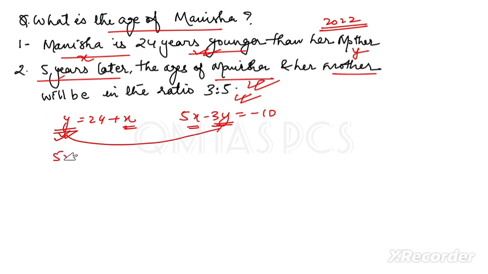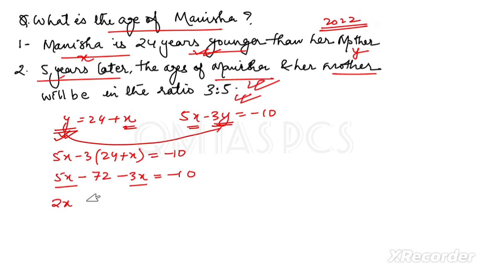So it will be 5x minus 3, and this is 24 plus x, that will be minus 10. So it is 5x minus this much, this is 72, minus 3x is equal to minus 10. This is 5, this is minus 3, that means this is 2x, this is minus 72. When you write it on the right side, it will be minus 10 plus 72, and that means this will be 62. Okay, so x is equal to 62 by 2, that is 31. So from this method also we can get the answer.